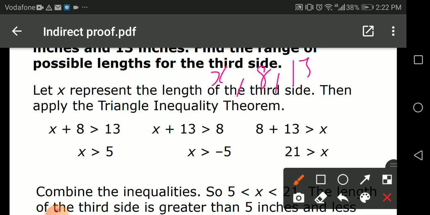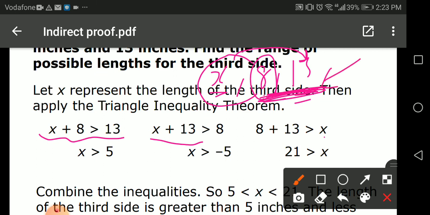So let's use x plus 8 greater than 13, the first one. Then I'll take x plus 13 greater than 8. And then 8 plus 13 greater than x. So I tried the three combinations here.